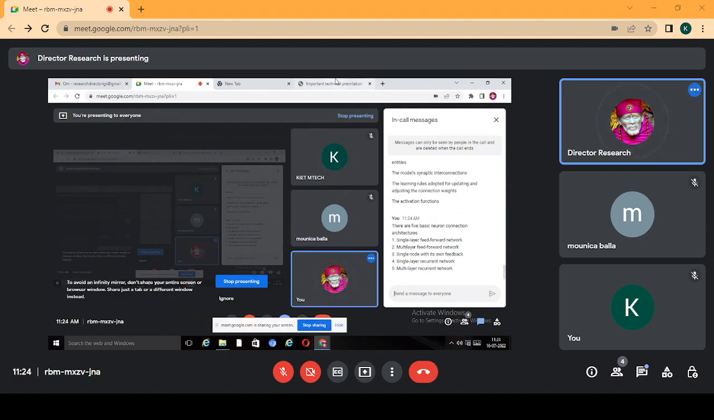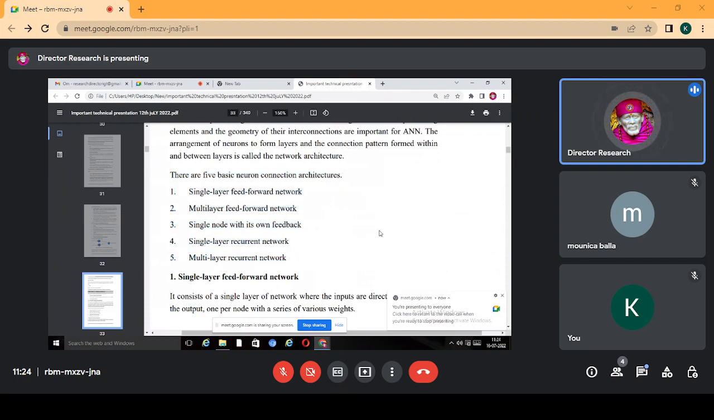Just see these five architectures. One is the single layer feed forward network. The other one is the multi-layer feed forward network. The third one is single node with its own feedback. The fourth one is the single layer recurrent network. The other one is the multi-layer recurrent network.